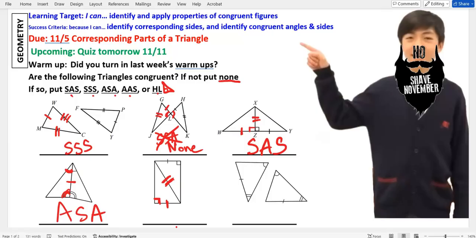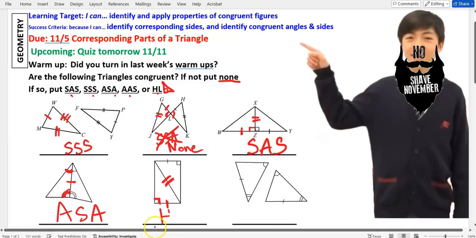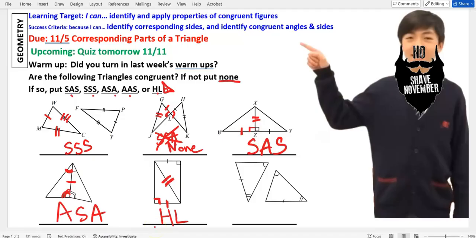No. Instead of angle, side, side, if it's a right triangle, I can call it HL. Is this a right angle? It is a right angle, so we should put HL. You can't use angle, side, side otherwise. It doesn't work. I promise you.